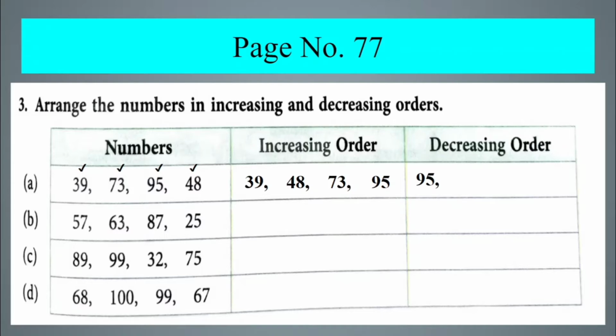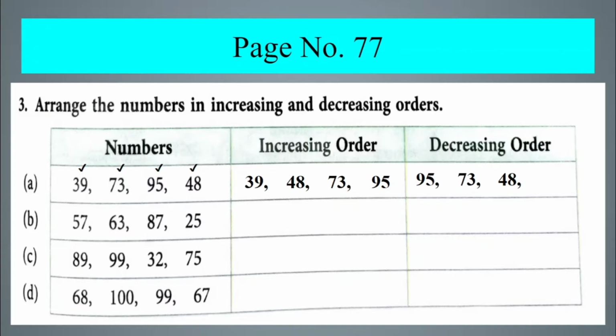So now we are left with three numbers, that is 39, 48 and 73. Now which among the three numbers is the greatest number? Yes, 73. So we will write 73 after 95. Now we are left with two numbers, that is 39 and 48. So here which is the greatest number? Very good, 48 is the greatest number. So we will write 48 after 73.